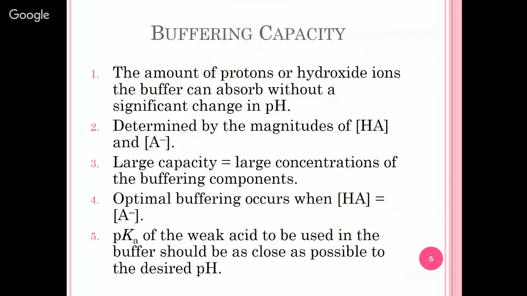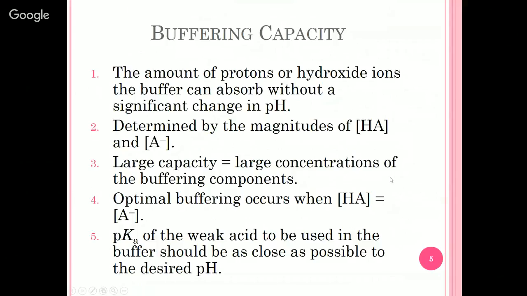So I mentioned buffering capacity. It's basically the amount of protons or hydroxide ions that the buffer can absorb without changing the pH drastically. And it's determined by the magnitudes of the concentrations of our weak acid and our weak base that are present in solution. So the bigger the amount that we start with, the bigger the buffering capacity. So large capacity equals large concentrations.